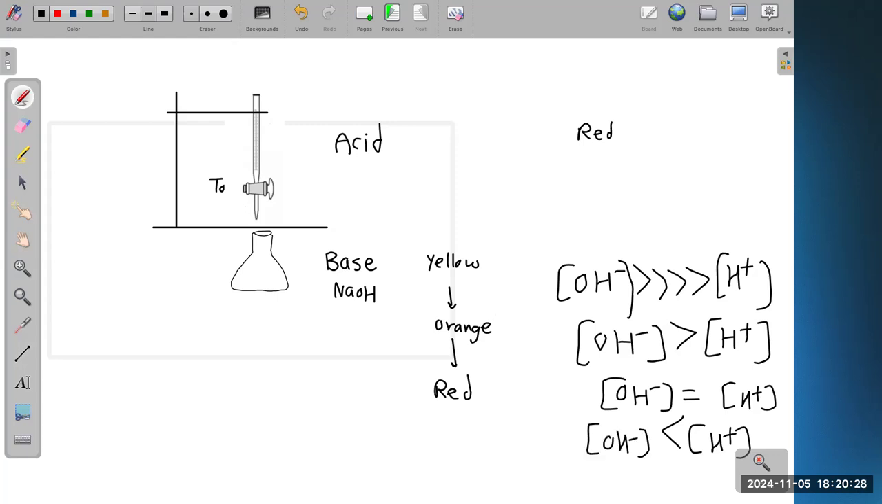Which drop I want? The orange one. The one in which both of them are equal. This is the end point, the point at which the two are equal to each other.